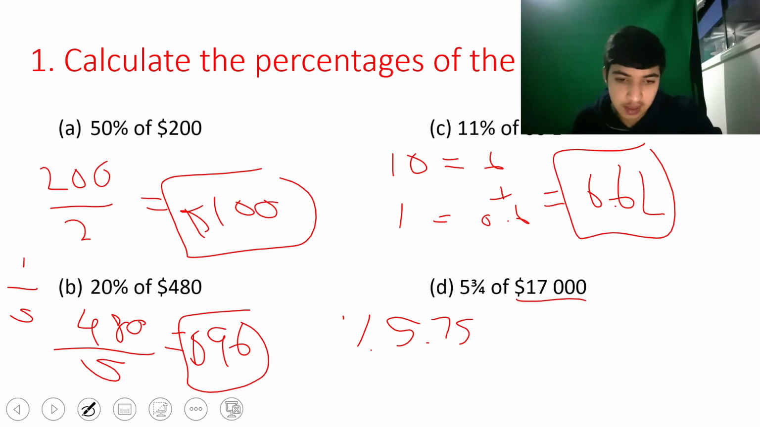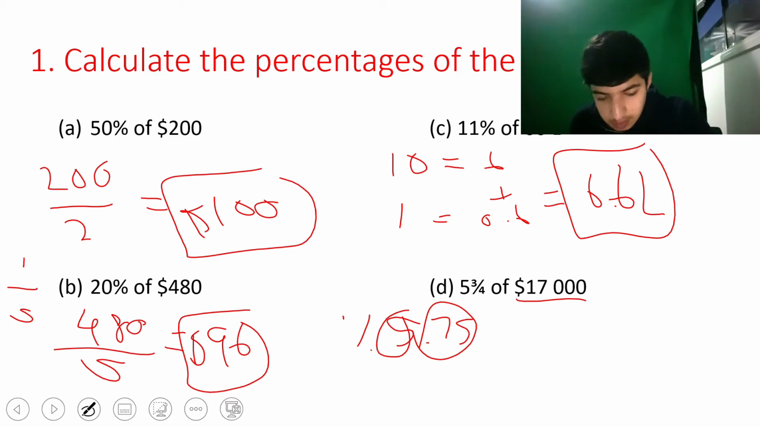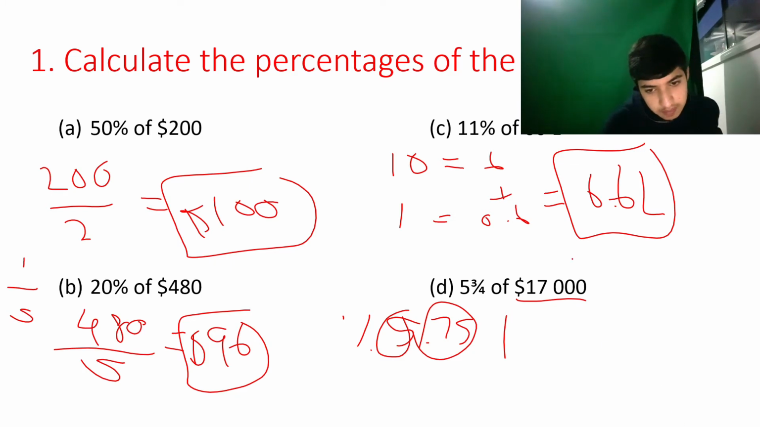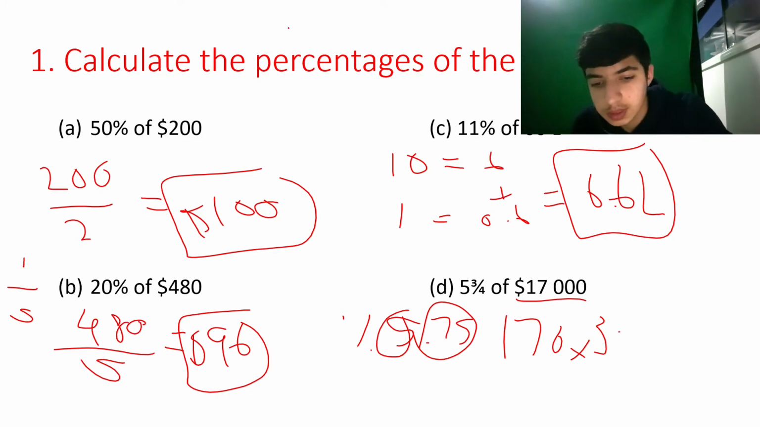All right, so now we do that separately. We have a 5% here, and then we have a 0.75. So what's 5% of 17k? Convert that to 1%, and then you times it by 5. What's 1% of 17k? It would be 170, times 5. Let us do that. It would be 850.